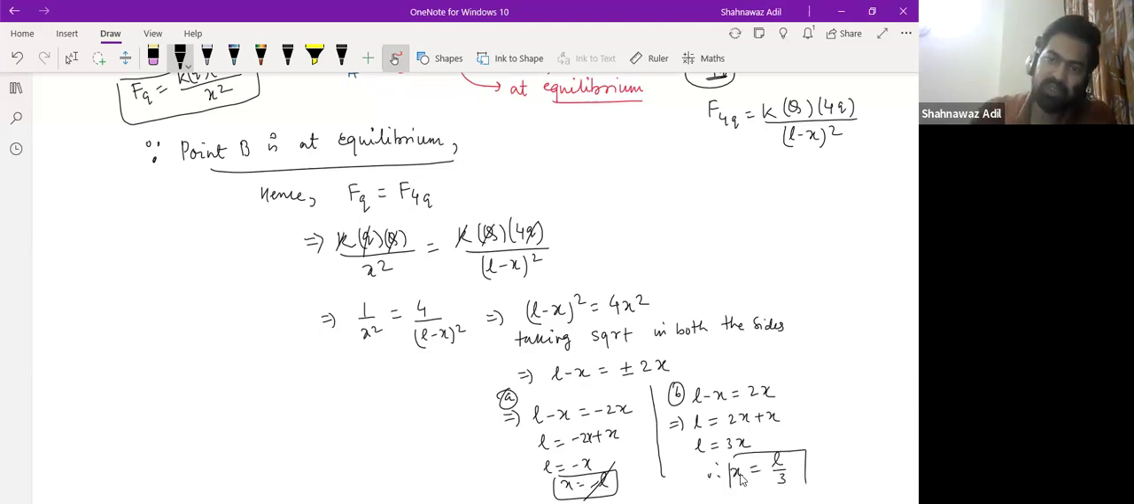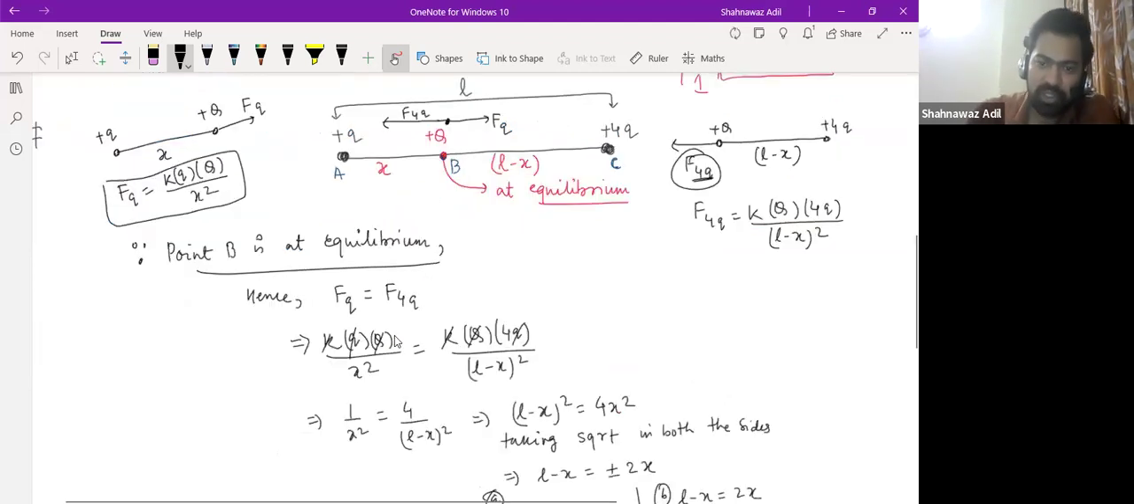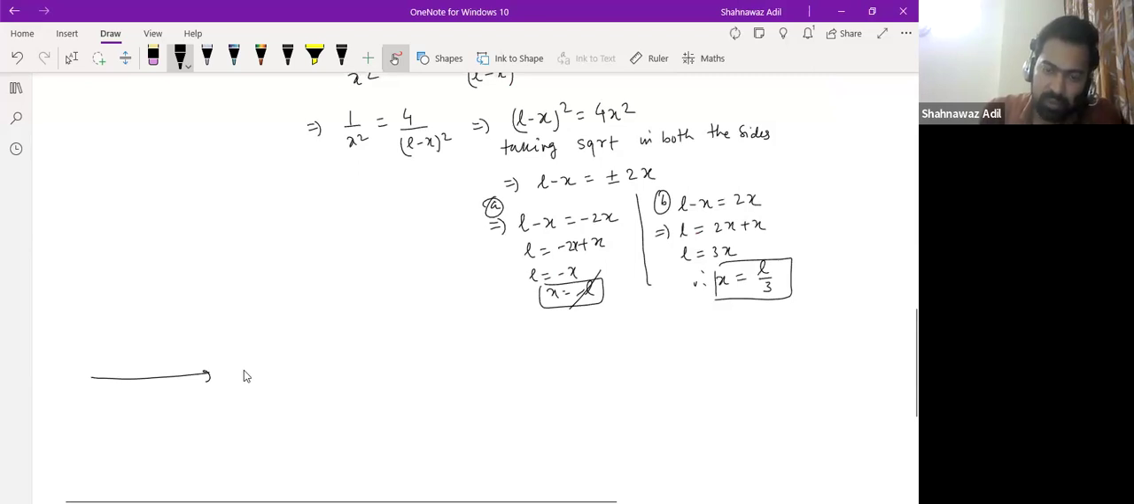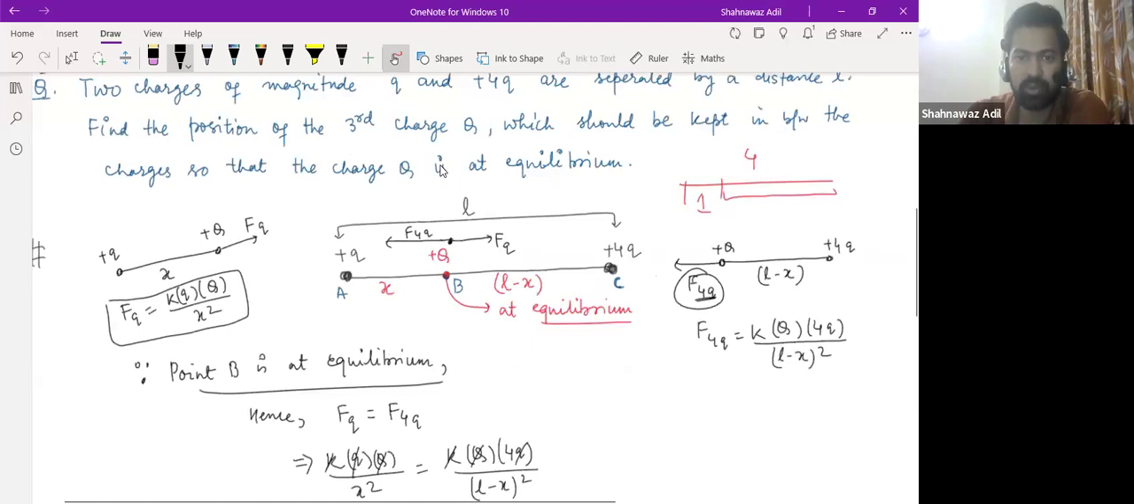So the distance that we have to put, from here, this would be L by 3 distance from A, right? Yes, sir. The answer is that we have to put it L by 3 distance away from A. So that is the answer. Is it clear? So this is the equilibrium at one point.